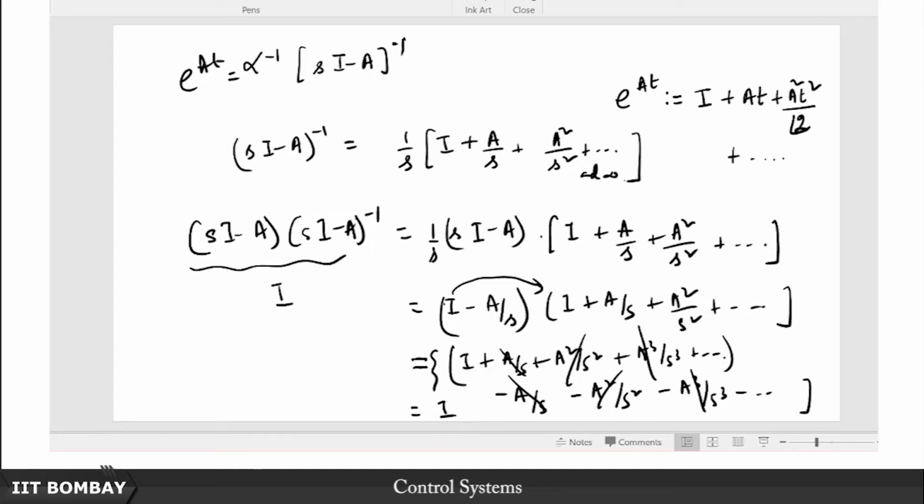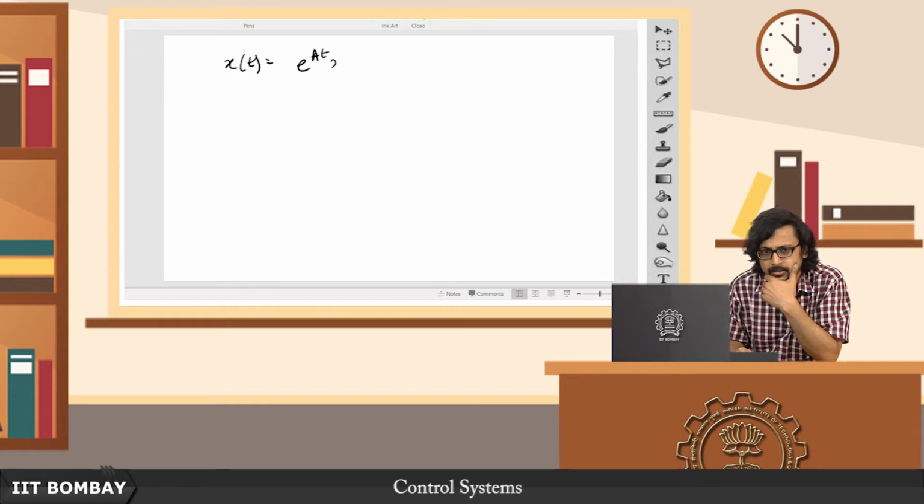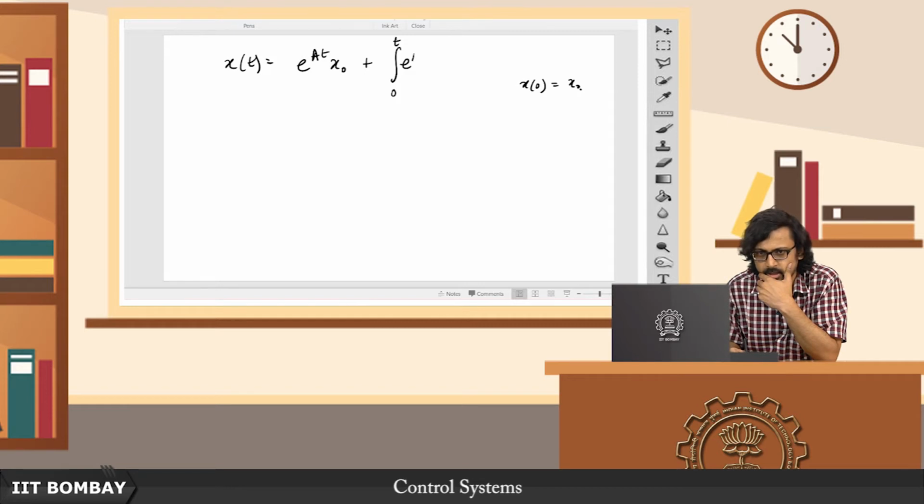Another important point there: notice that we said the solution of the state space equation, x(t), was given by e^(At) x naught, where of course we are assuming that x at time t equal to 0 is x naught. Then we have this convolution integral, e^(A(t minus tau)) B u(tau) d tau, which I am writing formally here.